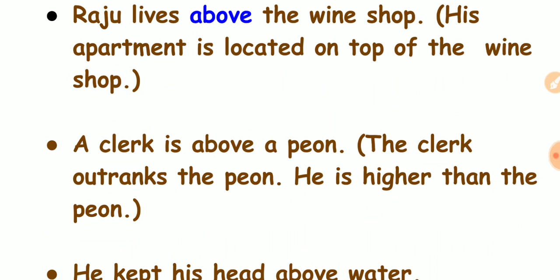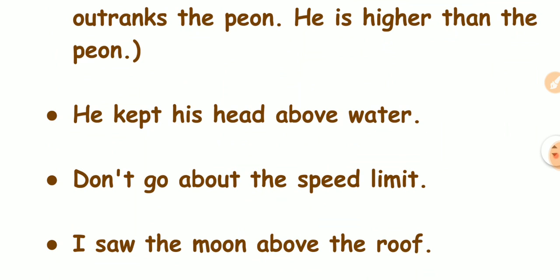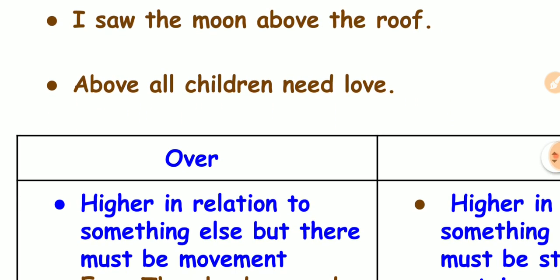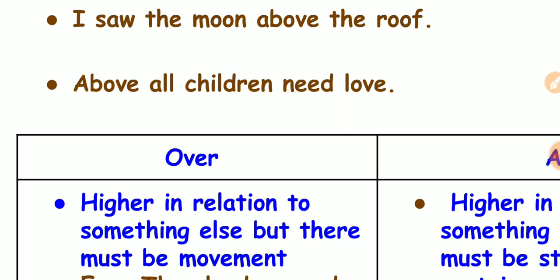So above is used when we are talking about rank or position, when we are comparing one's rank with the other. Here a clerk is above a peon. So I think the following table will clear up the difference between above and over, my dear friends.